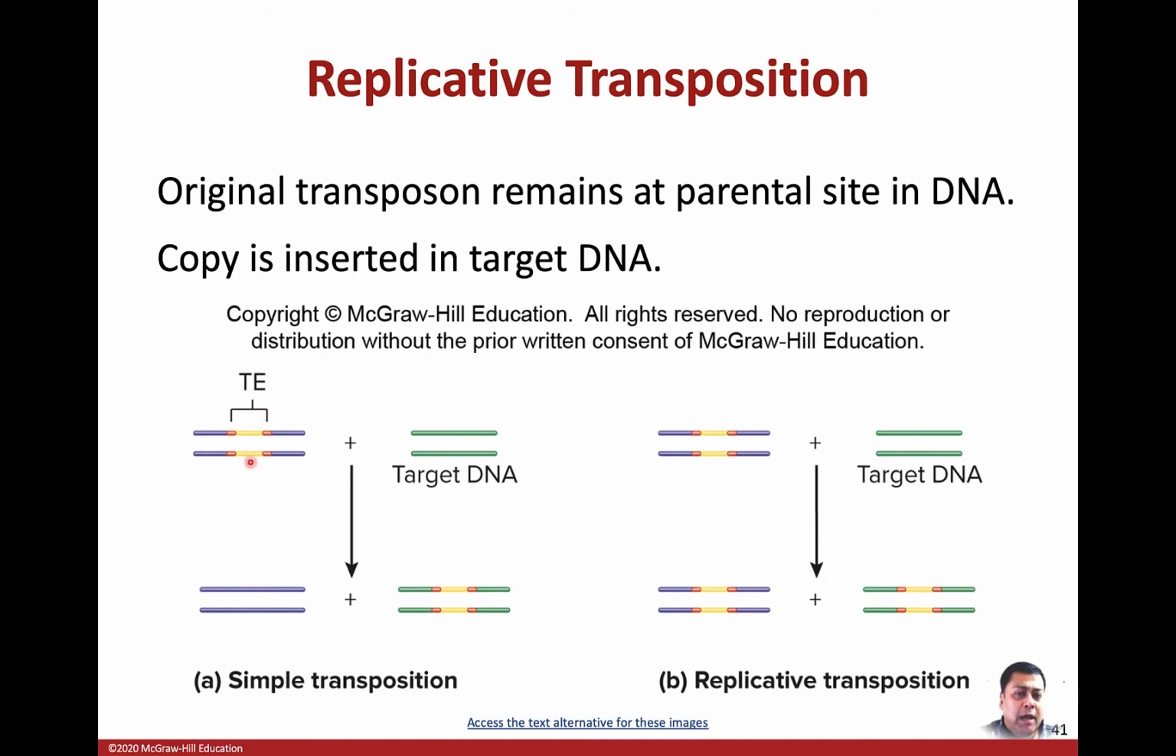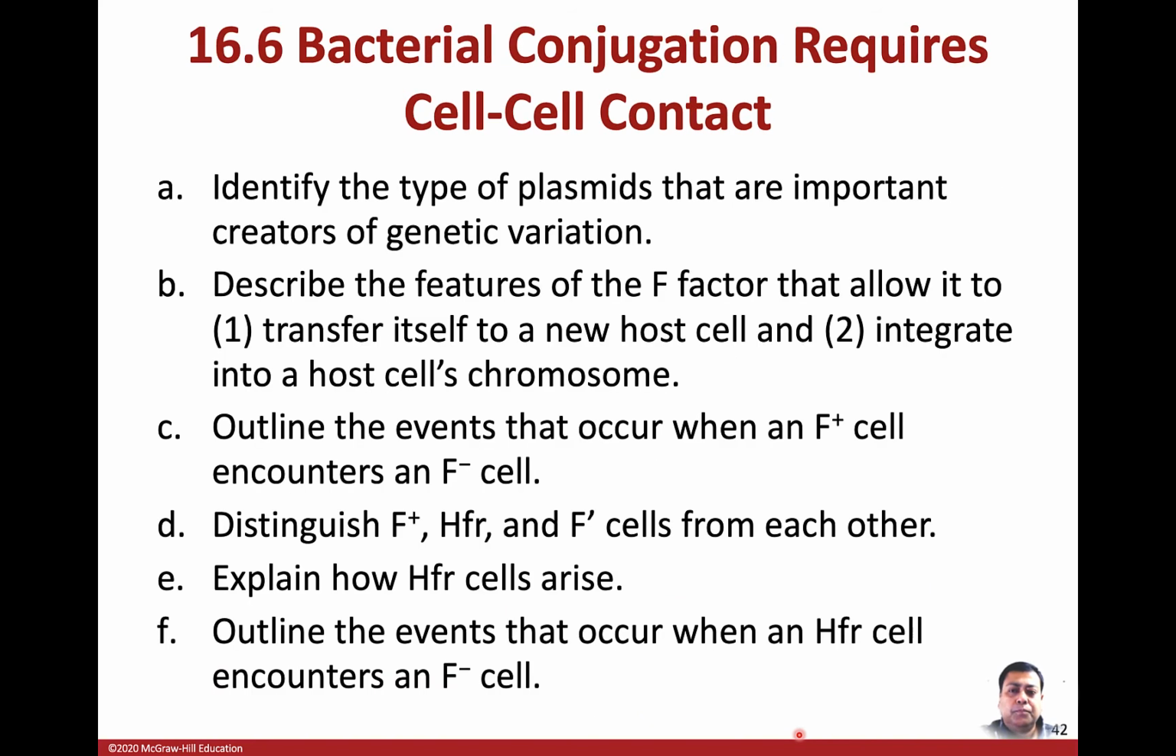So here you have the transposable elements which need to go into the target DNA. In the simple transposition, this will be excised out and inserted into the target DNA, so the original DNA will not have this anymore. So cut, paste. Whereas here it is copy, then paste. You will have the same copy of this one, and this will come out and be inserted into the target DNA. So cut and paste versus copy and paste, which is the replicative transposition.